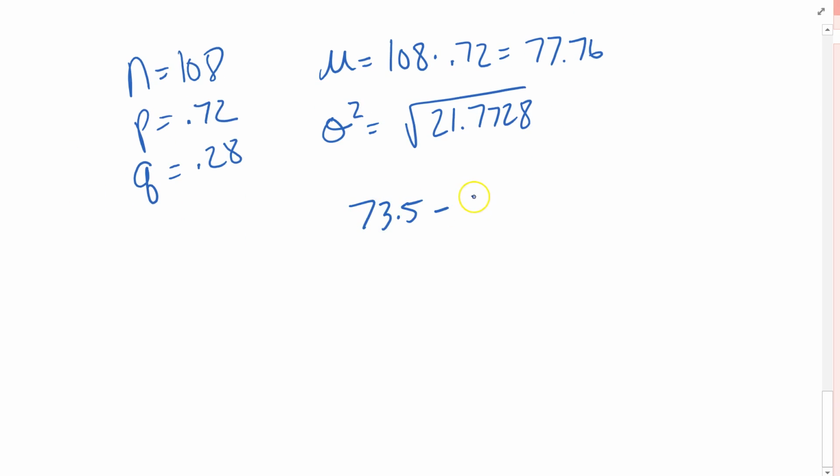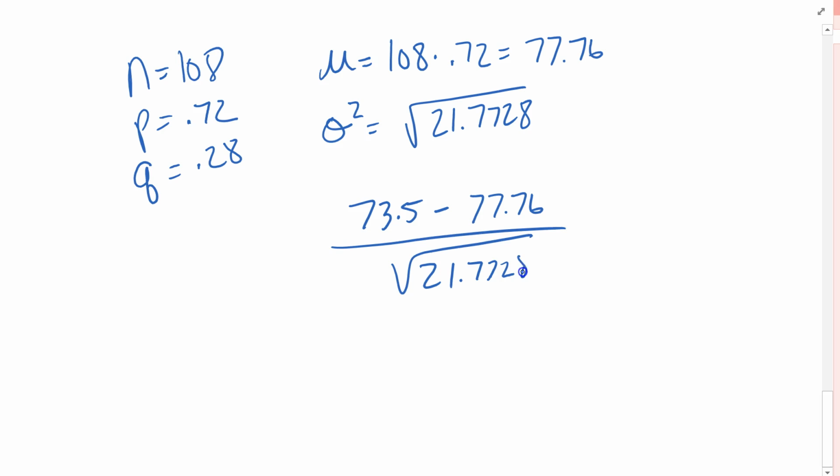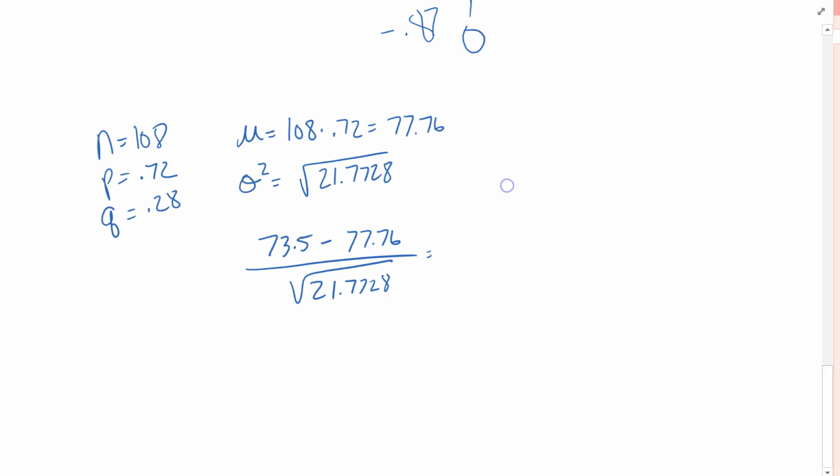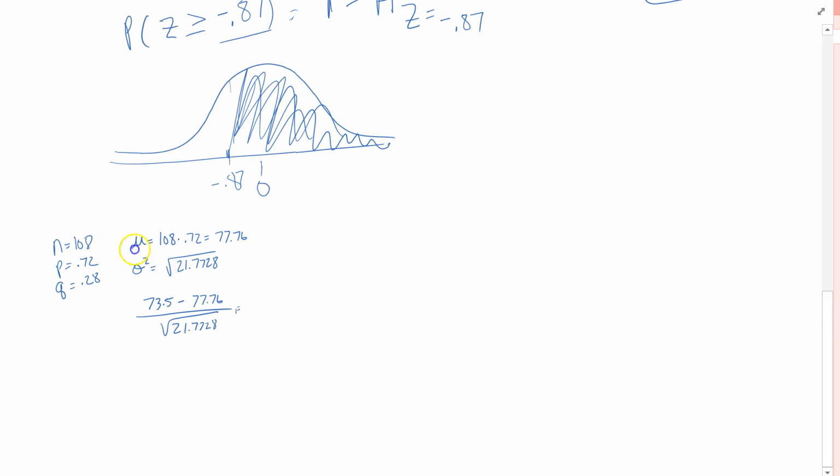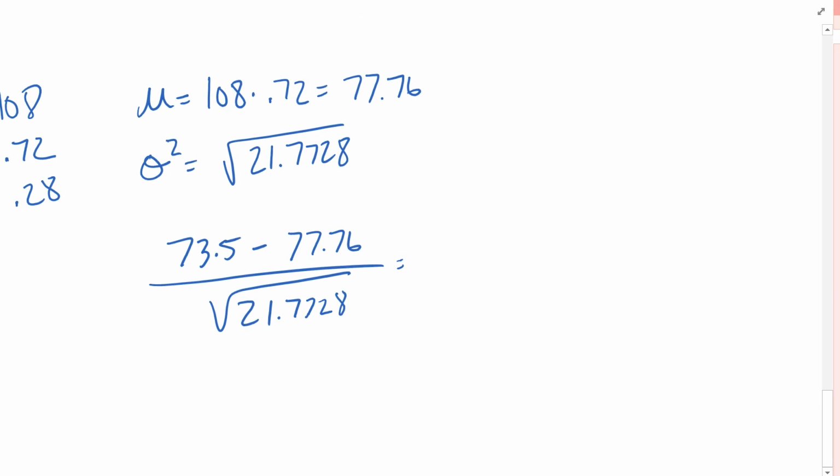So then I'm going to convert the 73.5 minus 77.76 over the square root of 21.7728. This would give me a z value of negative 0.91.